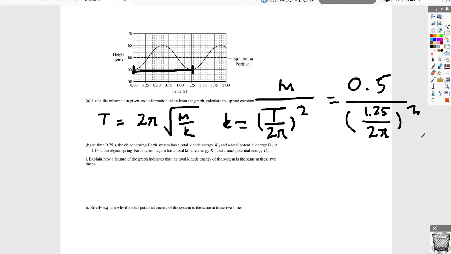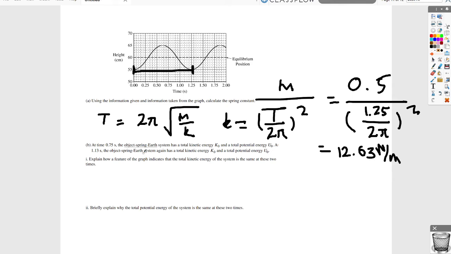So let's check what that is. That is 0.5 divided by 1.25 divided by 2 pi squared, which happens to be, I happen not to believe that that is the number. Yeah, that is not the number. I need to fix that a little bit. So 2 pi squared, 12.63 newtons per meter.